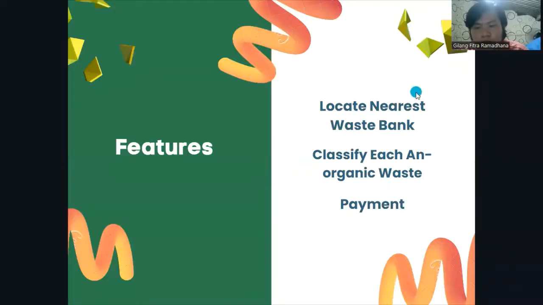Okay, next, the TRASHUB application has a feature for the nearest waste bank. We use this feature to make it easier for users to find the location of the nearest waste bank with the help of Google Maps in our application. There is also a feature on the TRASHUB application to classify each inorganic waste. The feature lets the user know the type of inorganic waste such as glass, plastic, cardboard, paper, metal, and the label price. And there is also a payment feature. The feature can be used by the user to make transactions using a credit card.